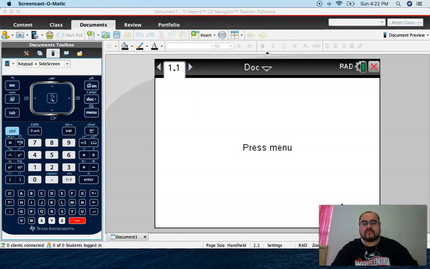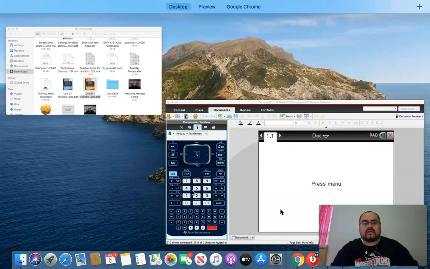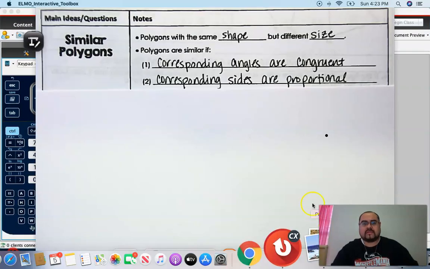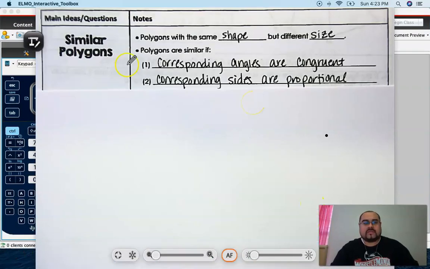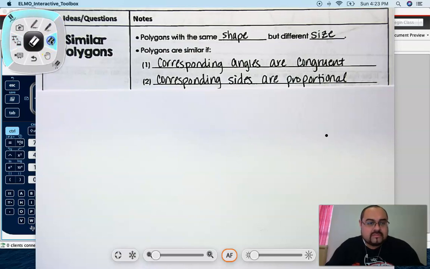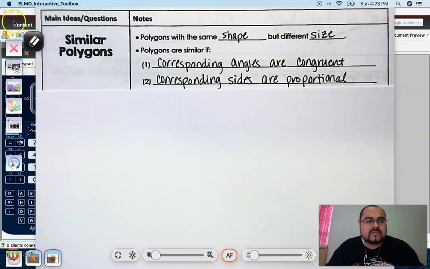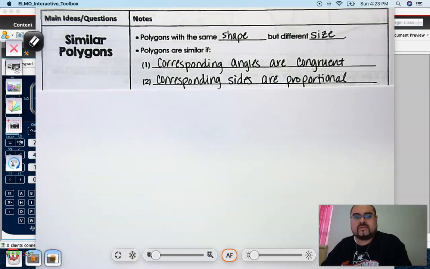Okay. All right. So without further ado, let's go ahead and get started with this next section, similar polygons. Okay, so here is our screen. Similar polygons. You should be familiar with these definitions by now. If not, here's a quick refresher.